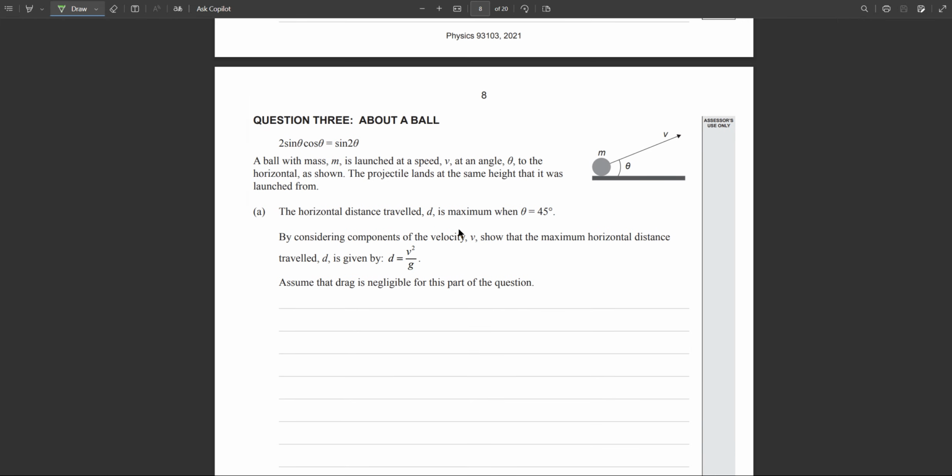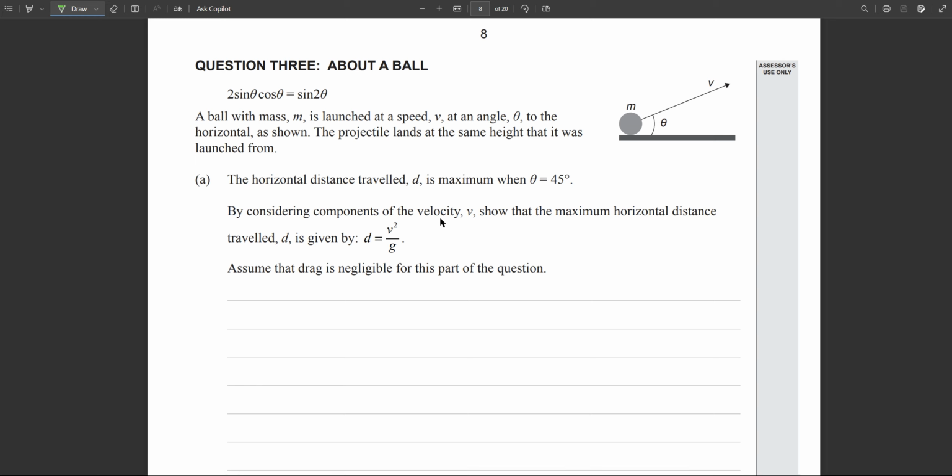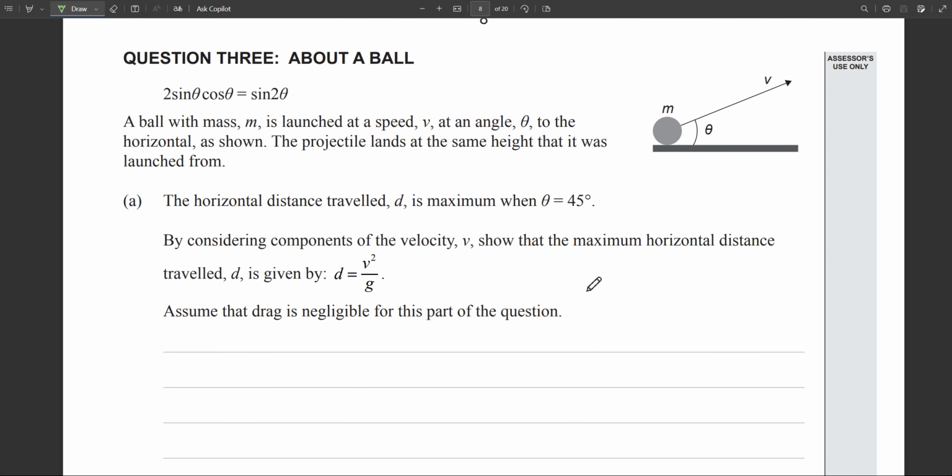So they've given us a double angle formula here, so we're probably going to need it somewhere in the question, but we'll use it when we come across it. So a ball with mass m is launched at speed v at an angle theta to the horizontal as shown, and the projectile lands at the same height that it was launched from.